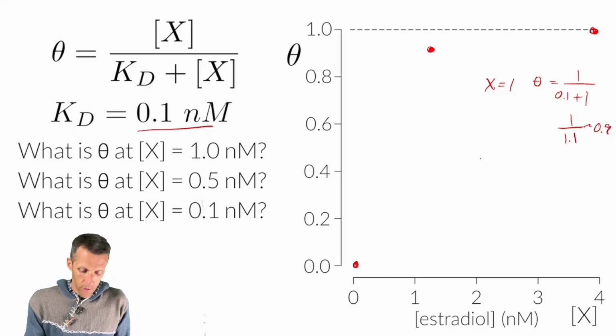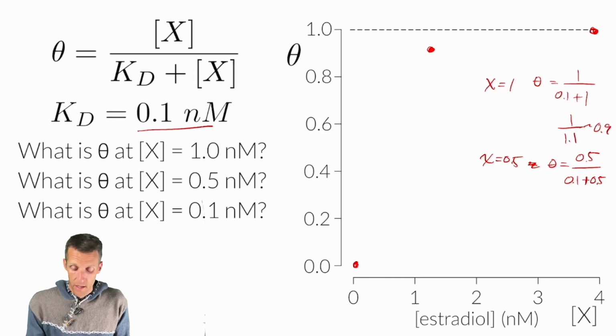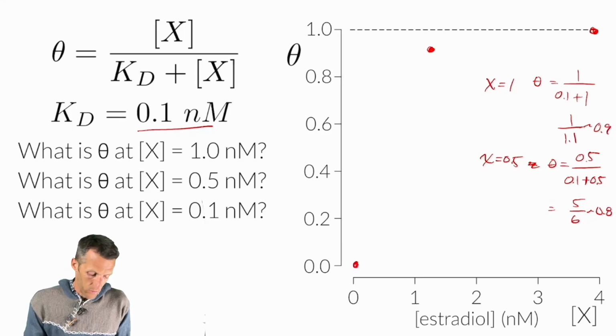Let's do X equals 0.5. That is theta equals 0.5 over 0.1 plus 0.5, which is going to equal 5/6, which is about 0.8. So 0.5 is there.